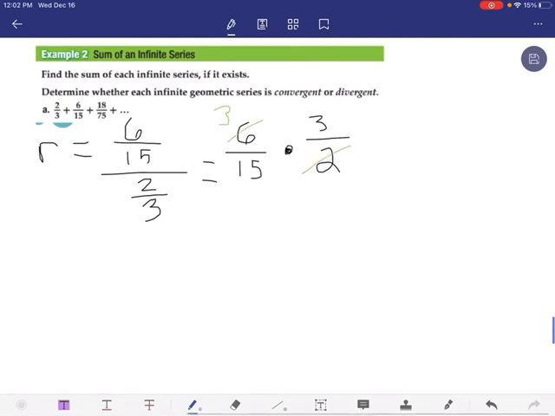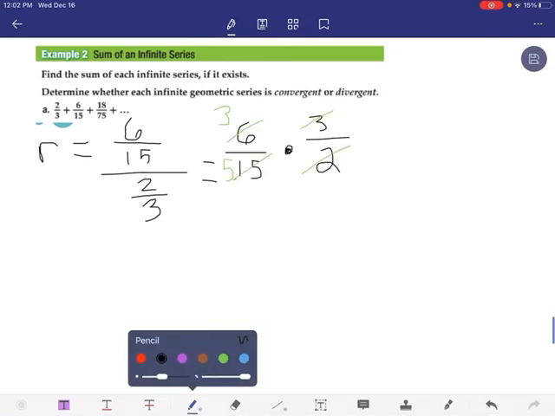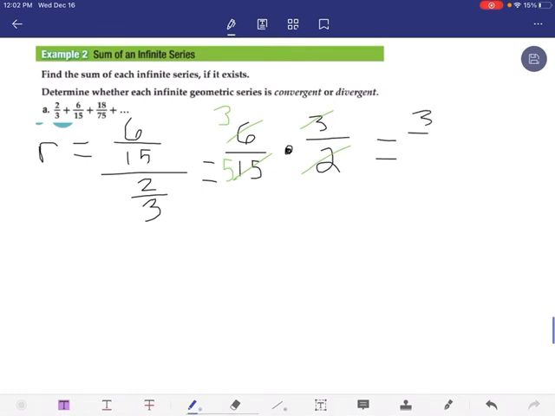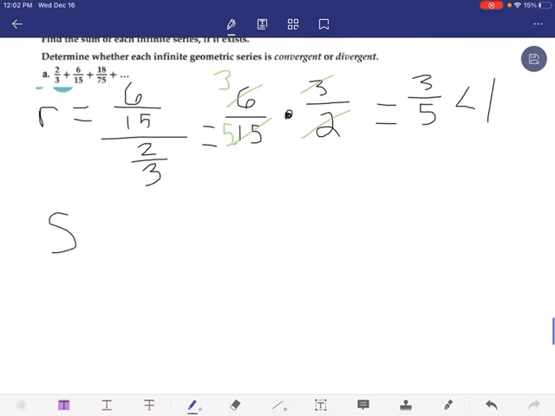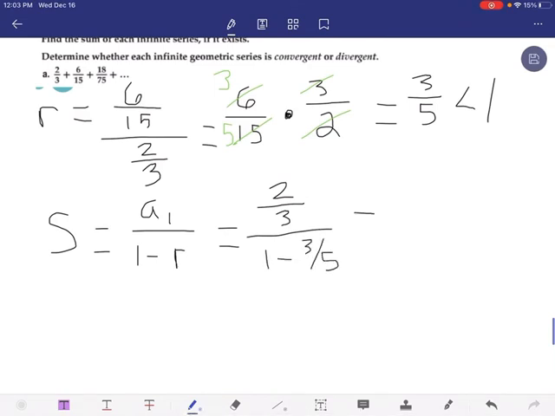So notice that 2 goes into 6 3 times, and 3 goes into 15 5 times. So we end up with 3/5, which is less than 1. So we know that this series is going to be convergent, so we can go ahead and use our formula. Our sum formula is S equals a sub 1 divided by 1 minus r. Our first term is 2/3. We found that our r value is 3/5. And then we just need to simplify.